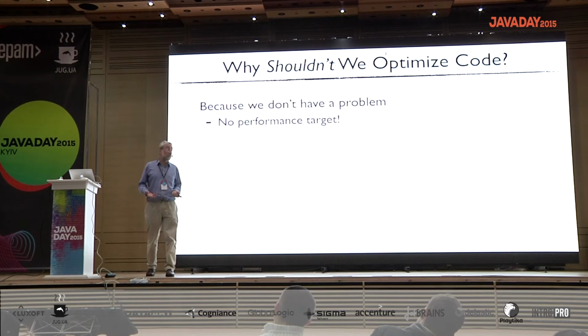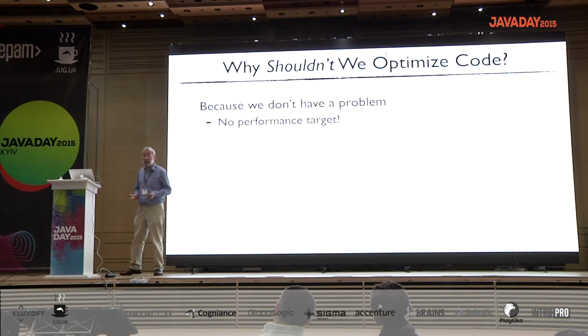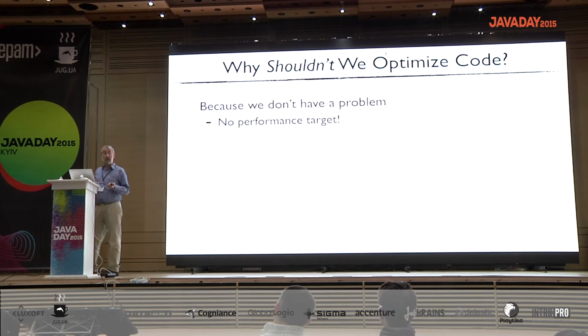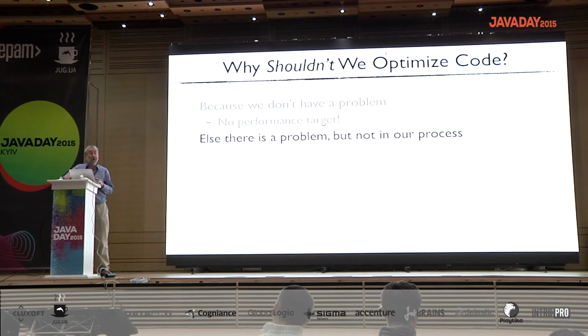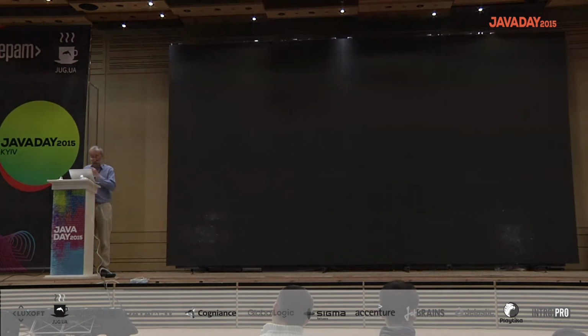But actually that's not the first thing that you should do. The first thing that you should do is to see whether there's a problem somewhere else in your system. The problem might not actually be in your VM at all. It might be somewhere else. So there could be a problem, but not in your process. Here's an example of that.